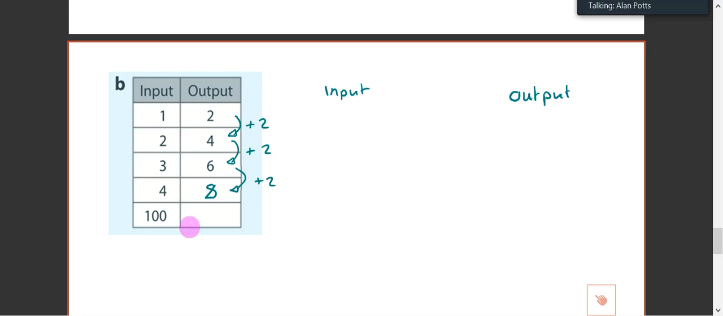Now we've got our input, output. I've left the 100 one until after I've done the general rule. So if one goes in and two comes out, and two goes in and four comes out, and three goes in and six comes out. Now, it could be plus one, but does that work here? No, so plus one is not the option. So we go with the other one, which is times two, and that works with all.